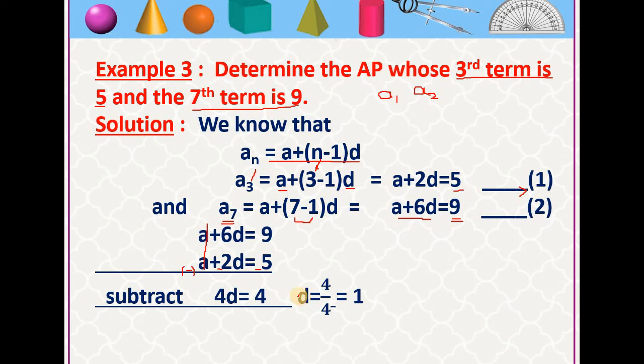Now let us find the value of d. So d is equal to 4 by 4, so the value of d is equal to 1. The value of d is equal to 1 means the common difference between the terms is 1. Now let us find the value of a. We don't know the value of a, so let us substitute the value of d in any one of these equations.